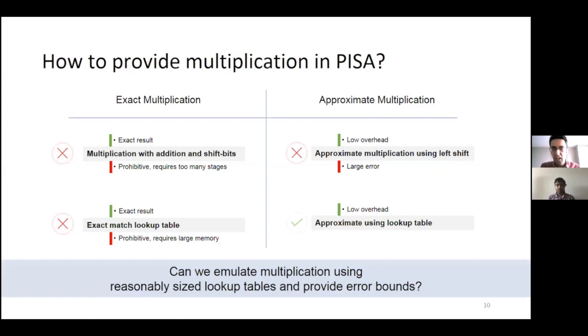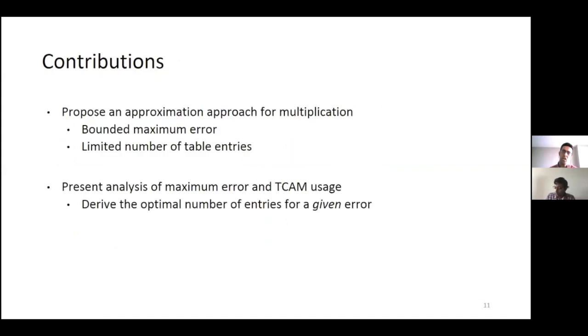So the only promising approach is actually to approximate using a lookup table. So in this talk, we will ask this question: can we emulate multiplication using reasonably sized lookup tables and provide error bounds? In order to answer this question, we propose an approximation approach for multiplication with bounded maximum error and limited number of table entries.